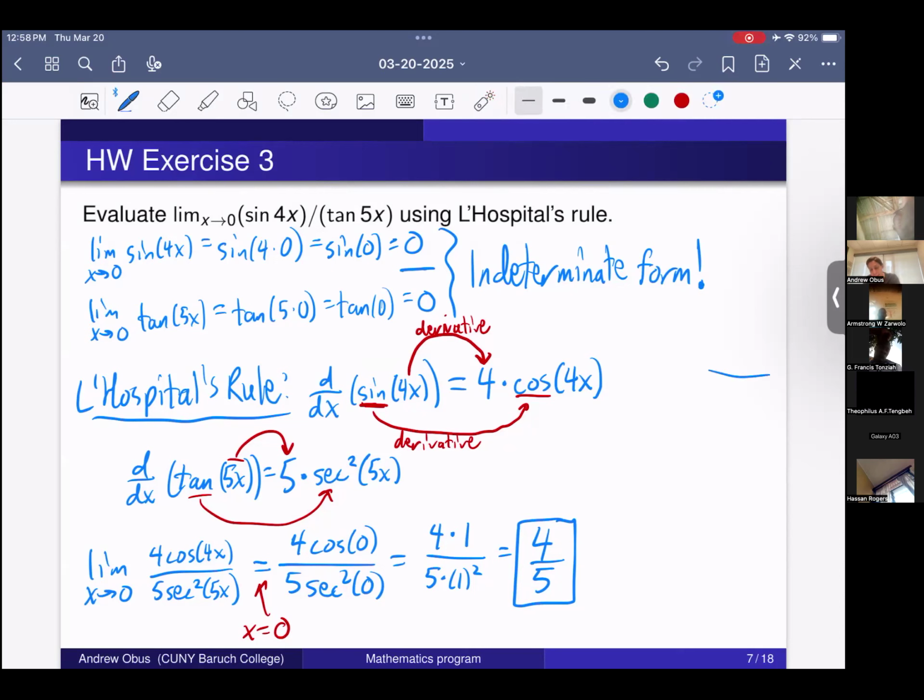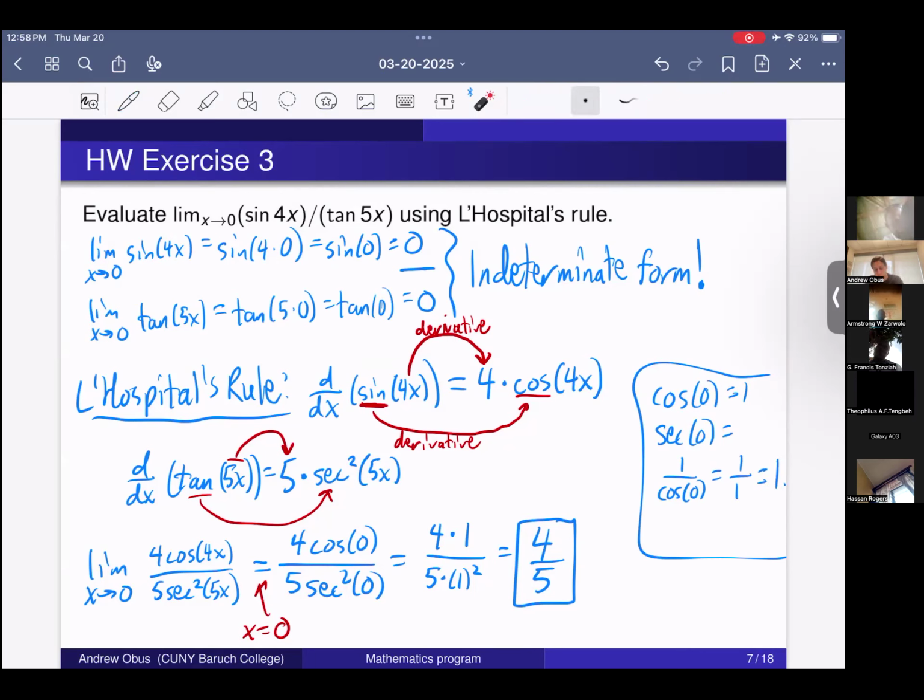Maybe I'll put that as an aside over here, right? Cosine of 0 is 1, and secant of 0 is equal to 1 over cosine of 0, which is equal to 1 over 1, which is 1, right? So in this case, both cosine of 0 and secant of 0 come out to be 1.